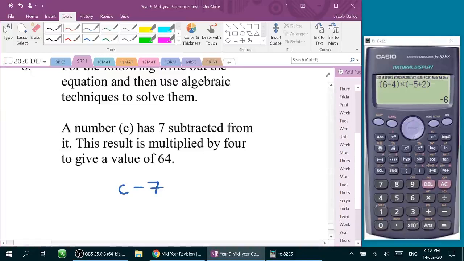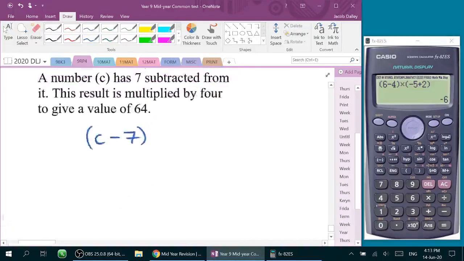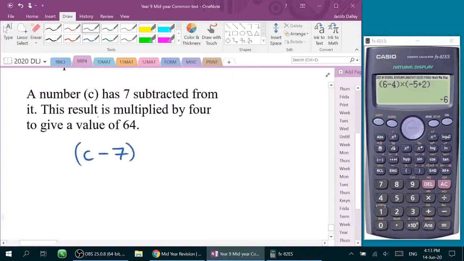So this result, if we want to keep that all together, we put some brackets around it. So this result, that's our result right there, is multiplied by 4. So we want to multiply all of that, the C take away 7, by 4. So remember, there's an invisible multiply outside that bracket. And that gives us a value of 64.